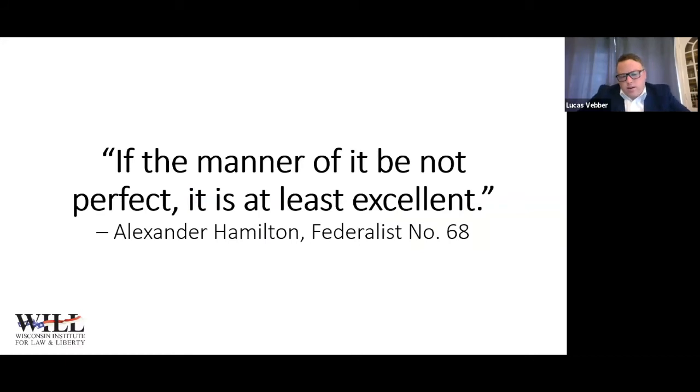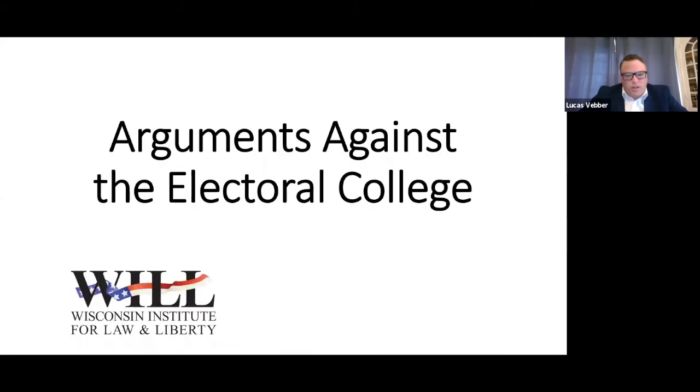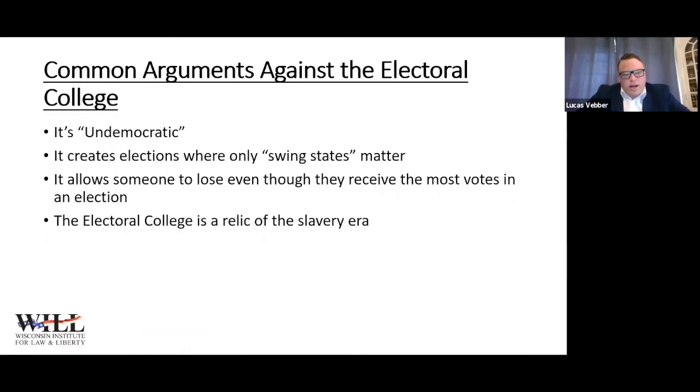And as Alexander Hamilton said, just a great quote here, "If the manner of it be not perfect, it is at least excellent." So kind of an acknowledgement that, hey, it's not going to be perfect, but it's the absolute best we can do. And with that, I'll move into a couple of the arguments that we hear against the Electoral College. There's a movement in the country right now where individuals are actively attacking the Electoral College, mainly partisans who don't like the outcome of the last election, essentially.